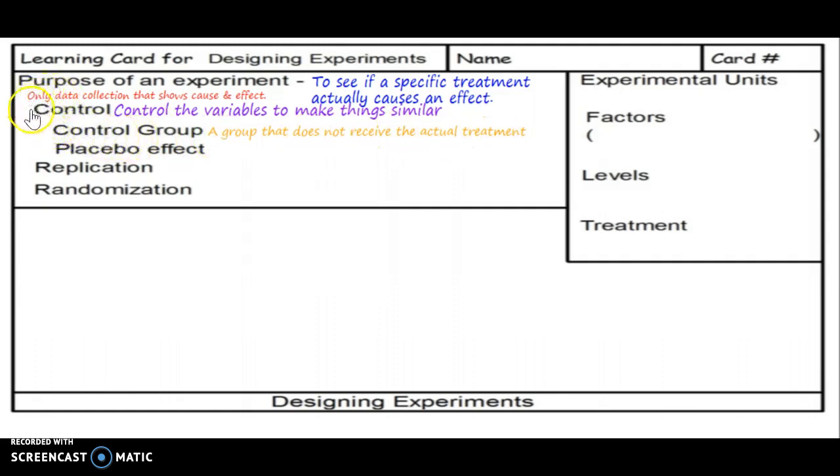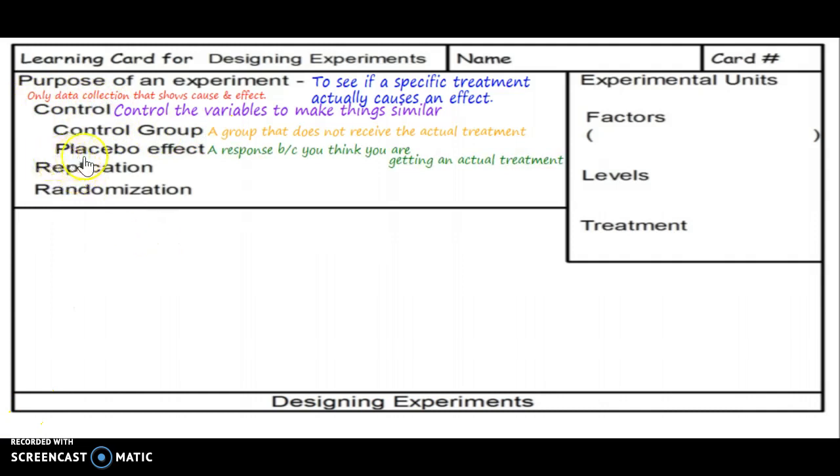Now, there's a difference between controlling the variables and the control group. You do not have to have a control group for your experiment. It's a good idea to have one, but there doesn't have to be a control group. But in order to have a well-designed experiment, you should control the variables. There's a little bit of a difference between those two, and people get those mixed up. Controlling the variables does not mean have a control group, but having a control group can be a good characteristic for a well-designed experiment in addition to controlling the variables.